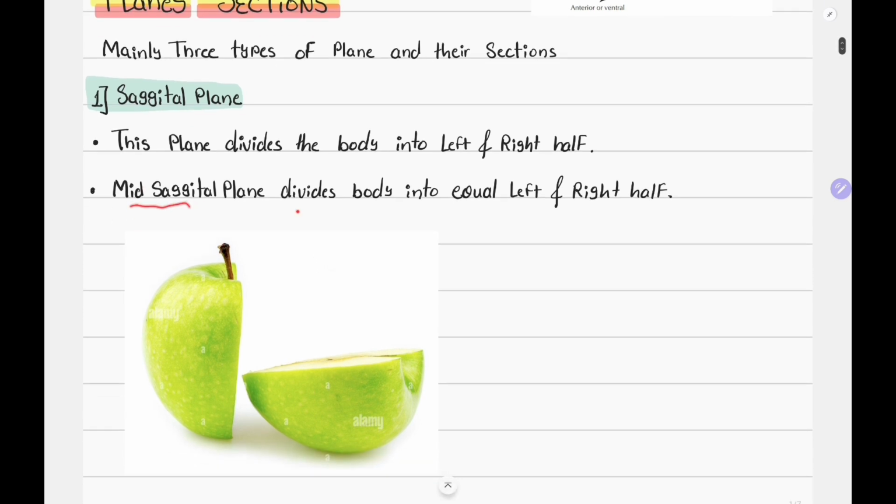Similarly, the mid sagittal plane divides the body equally into left and right halves. I'll show you this in a minute. So if this is the apple cut from right in between, that plane would be the mid sagittal plane. For example, this is a letter S. If this is divided along this plane, this is the left side, this is the right side, and if I cut this letter from the middle, where the left side is equal to the right side, this plane would be the mid sagittal plane.